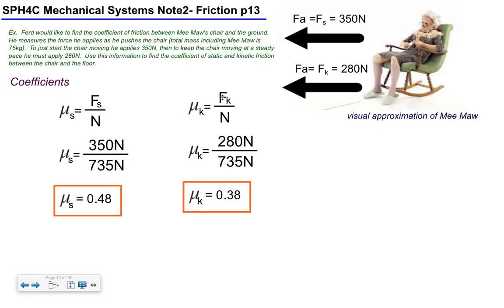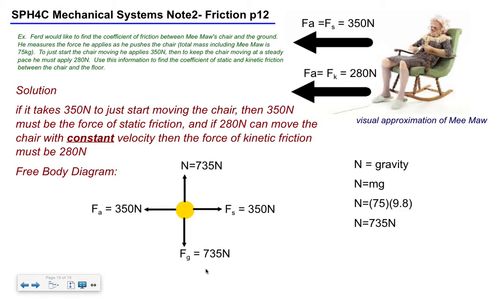If it wasn't a steady pace and I was looking at Fk, then this vector would be way longer than this vector. Okay? And then you couldn't just say that they're equal and opposite. The only time they're balanced is if your acceleration is 0, your net force is 0. So in order to find your kinetic friction, you have to have it at a constant pace so that you have a net force of 0.